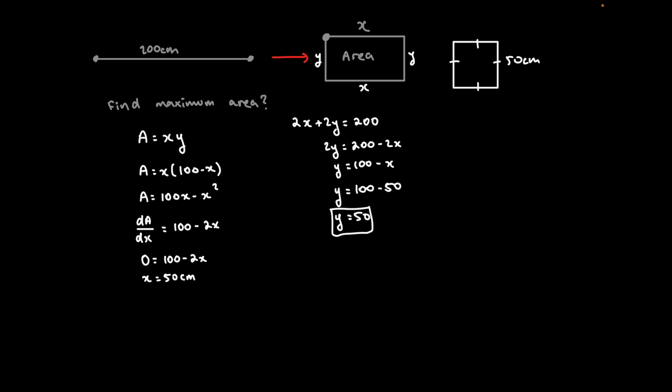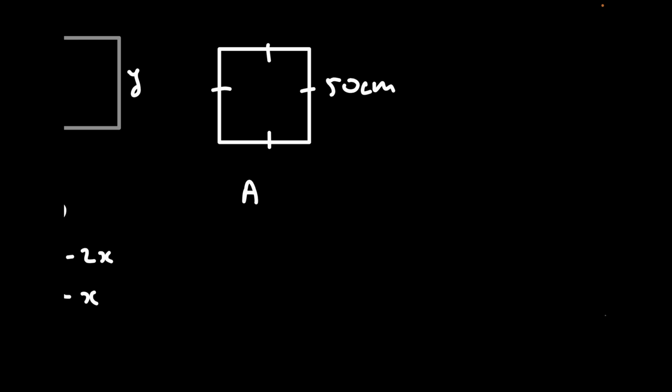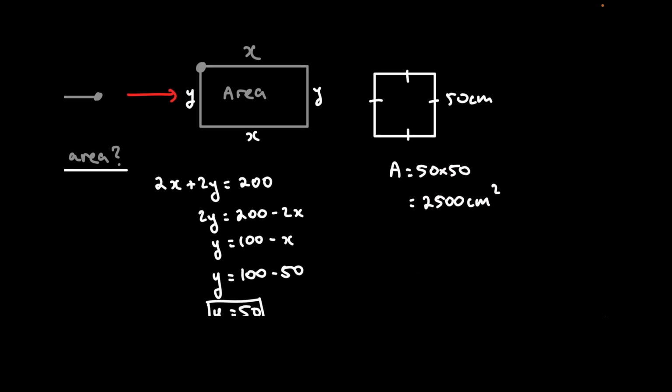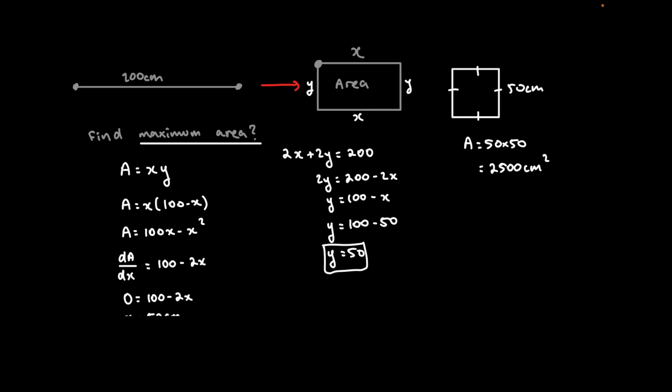So to work out the maximum area, we worked out that the maximum area happens when x equals 50. In relation to this box, we know the area is just 50 times 50, and that'll give us 2,500 centimeters squared. So this is the maximum possible area of our box, and the x value which gives us this maximum is 50.